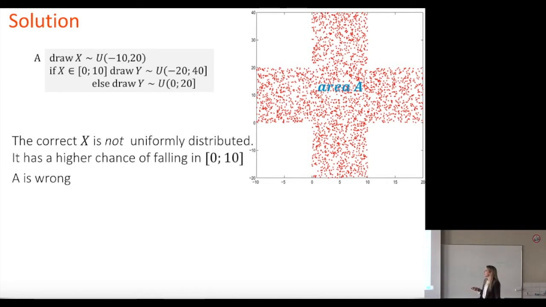But this is not correct, because x is not uniformly distributed between -10 and 20. If you see here, it has higher chances of falling between 0 and 10, because if we have a uniform distribution in the area A, there we have more points than we have here and here. So x has higher chances of falling between 0 and 10. So this is not correct, that we draw x and then depending on x we choose for y.